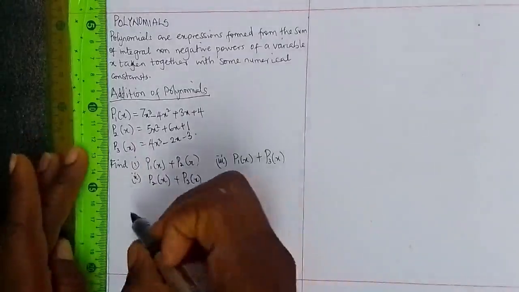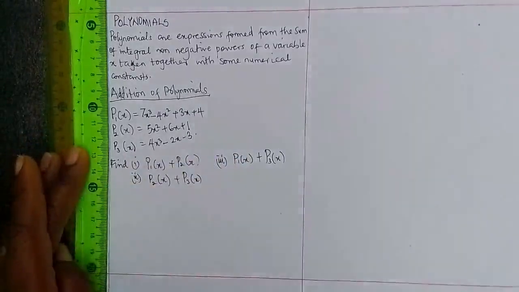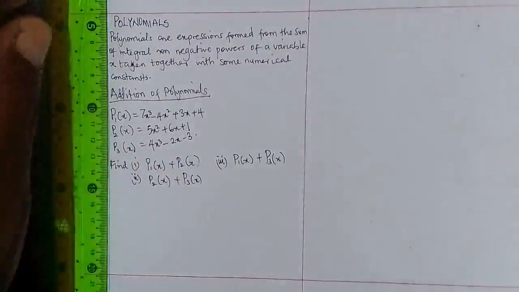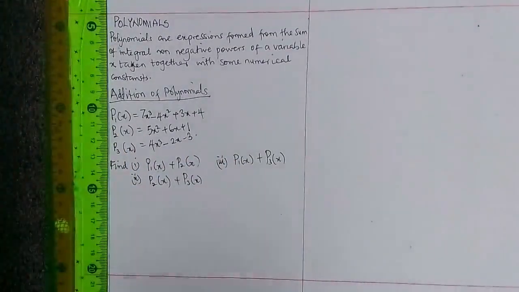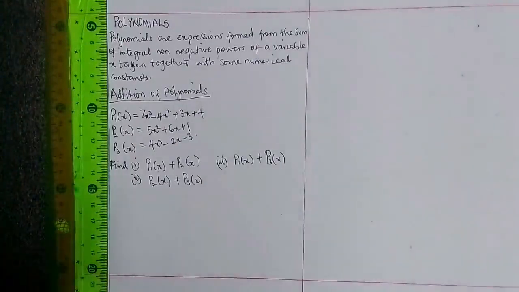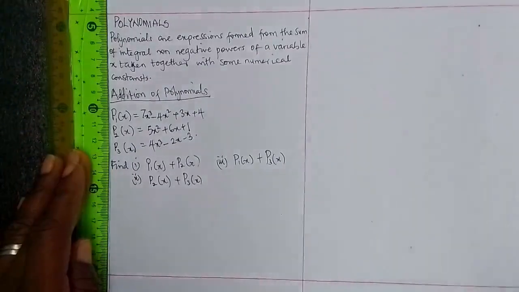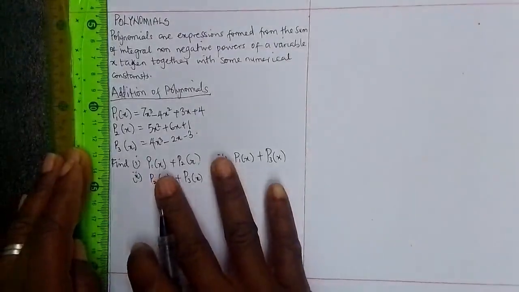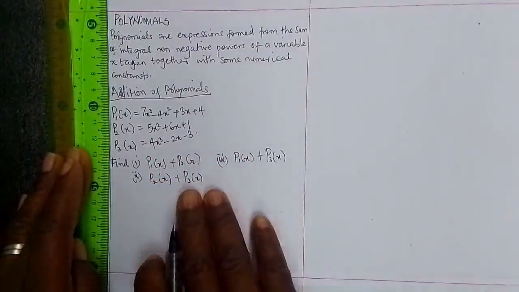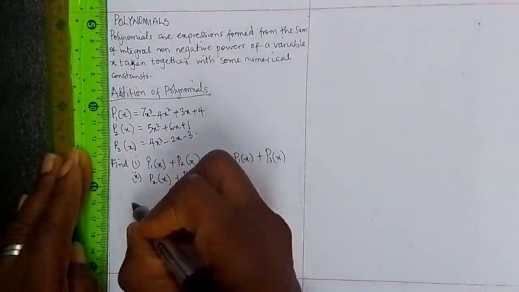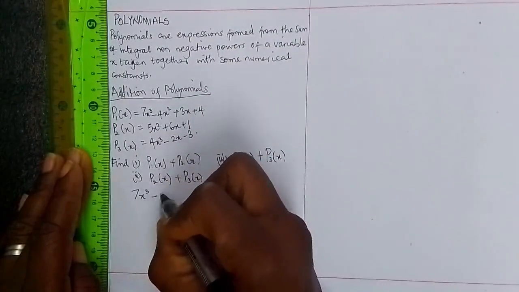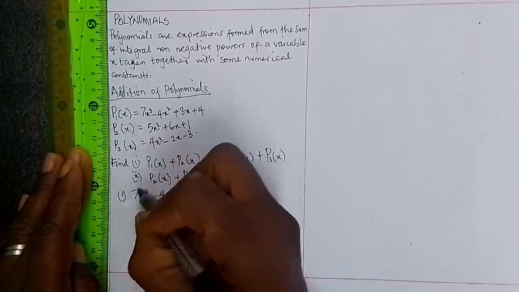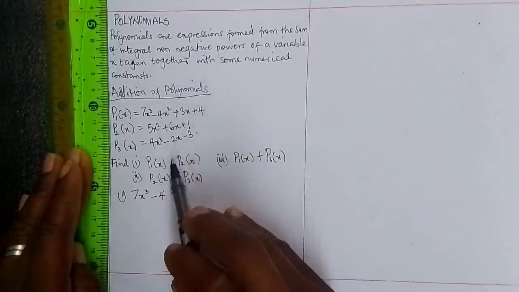p1 of x is the first one, and with the knowledge of our addition of whole numbers in our kindergarten grade classes, you must have learned how to arrange numbers. Now if you are arranging polynomials, we arrange them according to their powers when we want to add. Alright, so we have 7x raised to the power of 3 minus 4, that's for the first one, p1 plus p2.